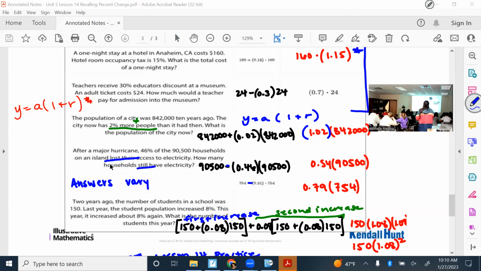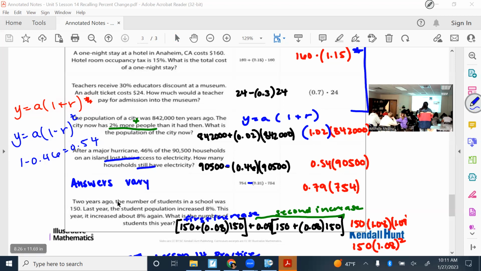Good, so since it's decreasing, we're looking at the decay type of the equation. So 1 minus the rate that lost it gives me 0.54. And it wanted to know how many still have it. So if 46% lost it, 54% still have it. So you would figure out whatever 54% of the original was. Make sense?